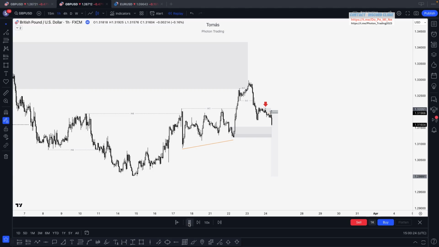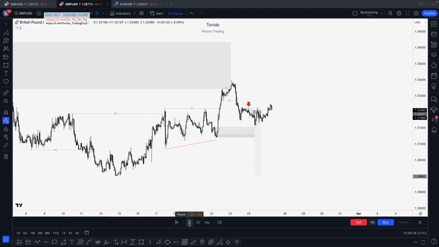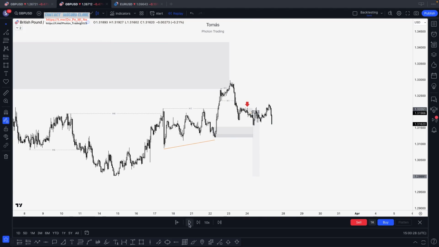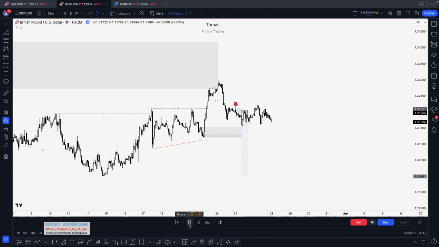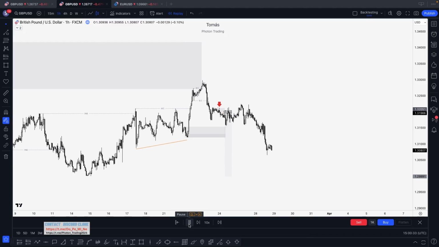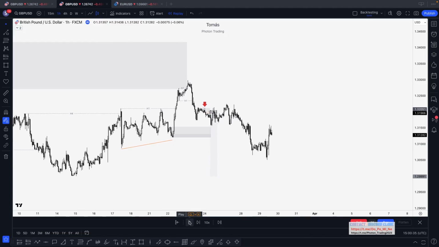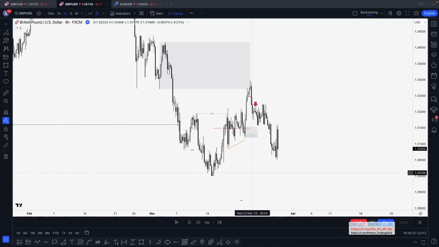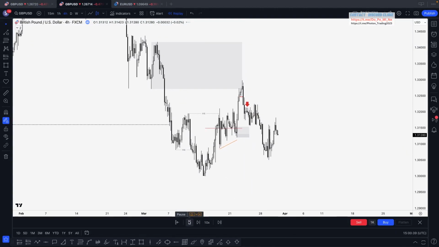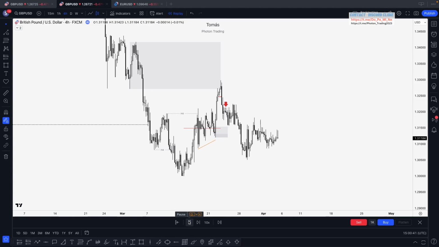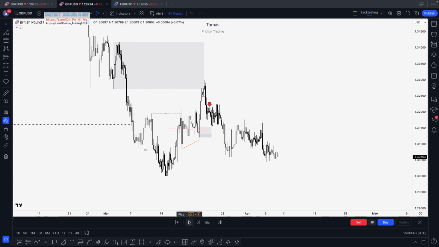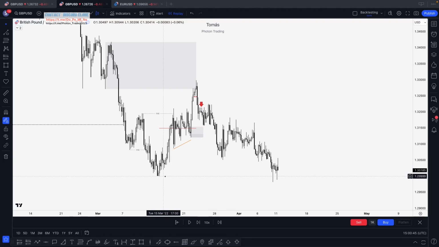So let's see. Price taps into the H4 POI. Okay, let's see what happens. Yeah, and continue moving down. So it's easier to say like this. Okay, and the target was completed.